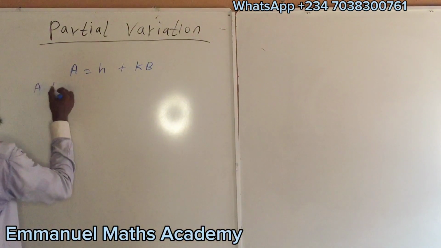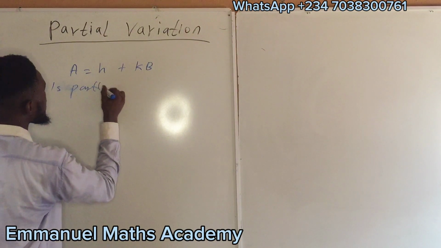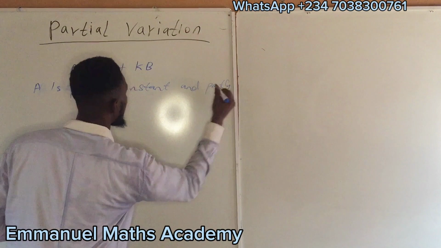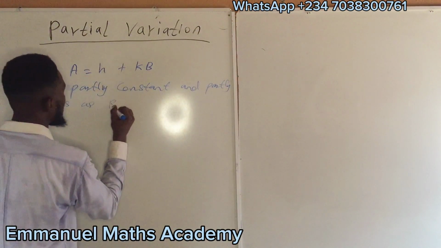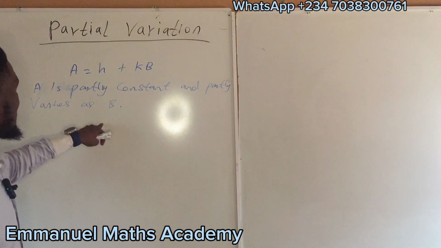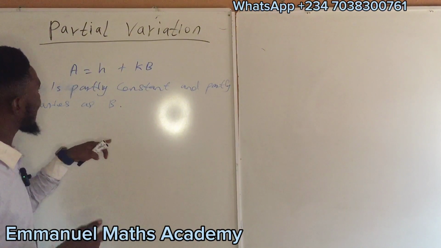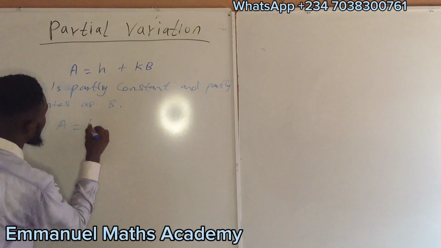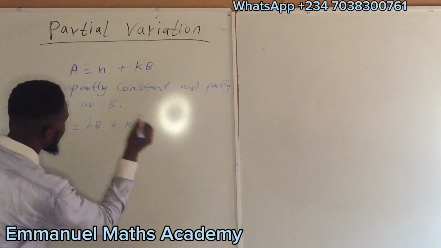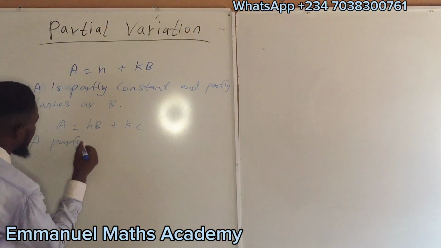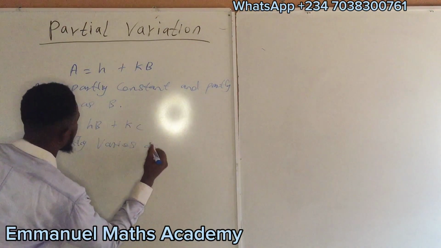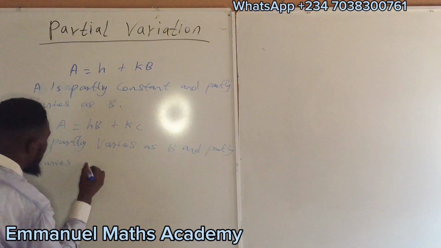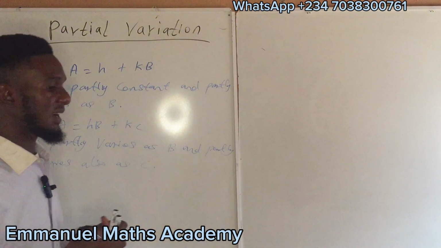Now it is said that A is partly constant and partly varies as B. You can have another statement which says that A partly varies as B and C. Now it will be expressed as A varies partly as B and also partly as C. Now let's look at this example on the board.